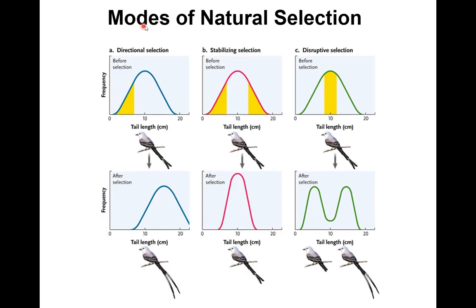So this just summarizes the three mechanisms. Directional selection pushes the variance towards one or the other extreme. Stabilizing selection instead increases the frequencies of the variants which are close to the mean value, and disruptive selection instead increases the frequency of the extreme variants, reducing the ones close to the mean value.